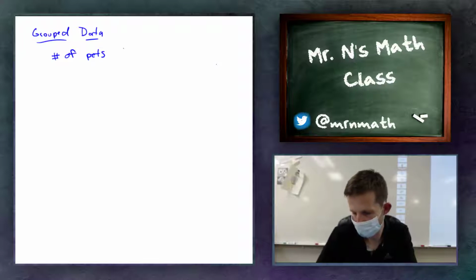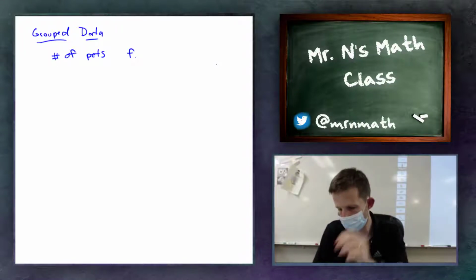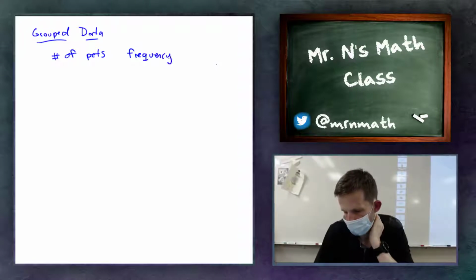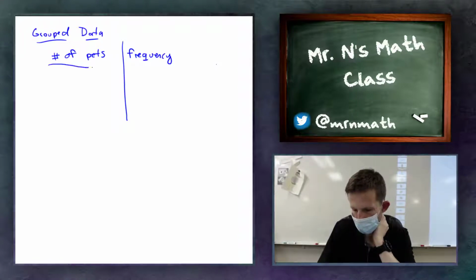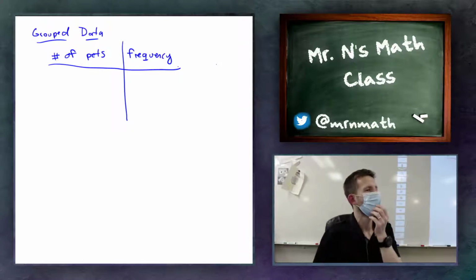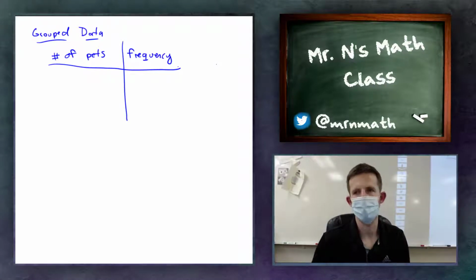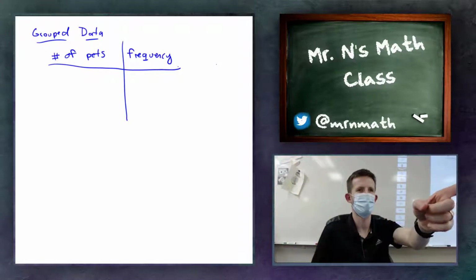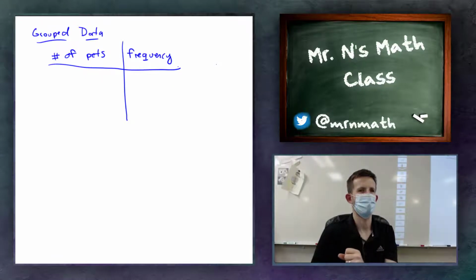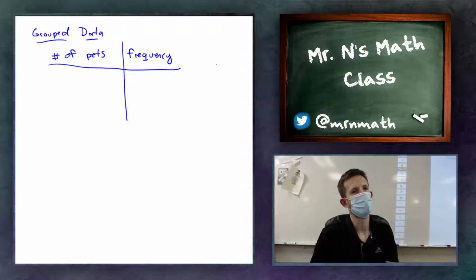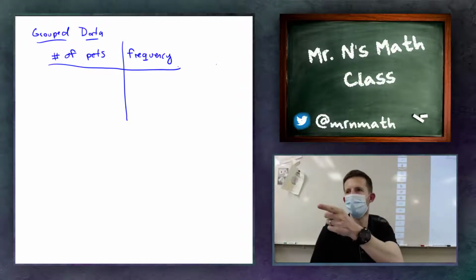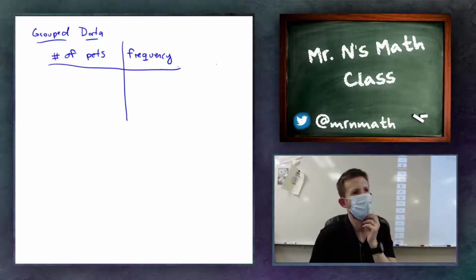Number of pets, frequency. Who thinks they have the most pets in this class? How many do you have? I don't have as many if I don't count the individual fish, the individual bees, but if I count the chickens, I have like 15 pets total. Do you count the chickens as pets? Yeah. Okay. I had 12. 12, 15, 12. All right.